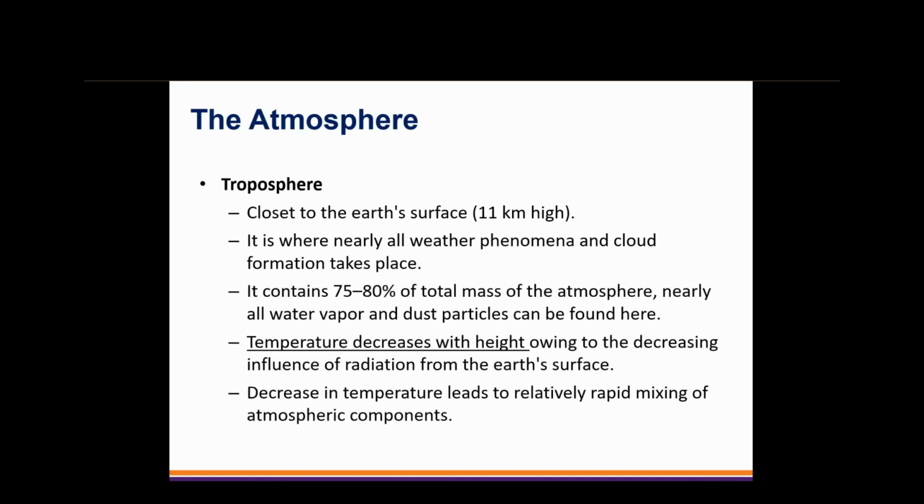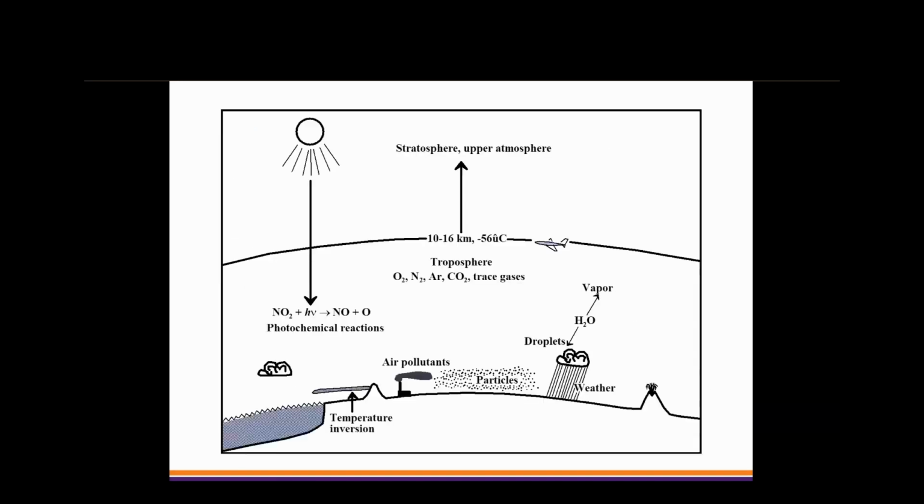So what it means here is that if, for example, you emitted a pollutant into the air, you will see that rapid mixing, meaning that the pollutant can be dispersed and carried to a further distance. Okay, so we will discuss this mixing in air pollution. Basically this is what happens in the troposphere.